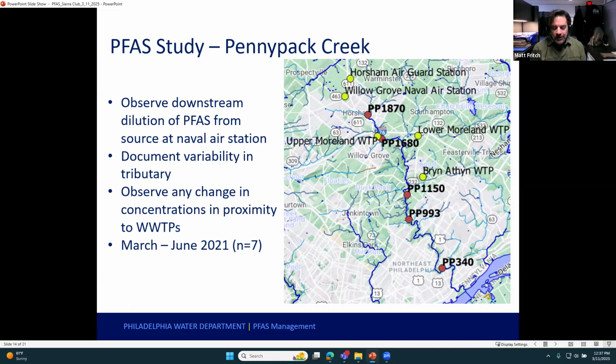Our motto, our mantra here is that we want to prevent pollution at the source. We don't want to have to treat it once it reaches our plants. So this is just an example of a study that we did along the Pennypack Creek. You can see the yellow dots here are potential sources of PFAS, and that includes wastewater treatment plants as well as the naval air stations. And the red dots are our monitoring stations moving down the creek.